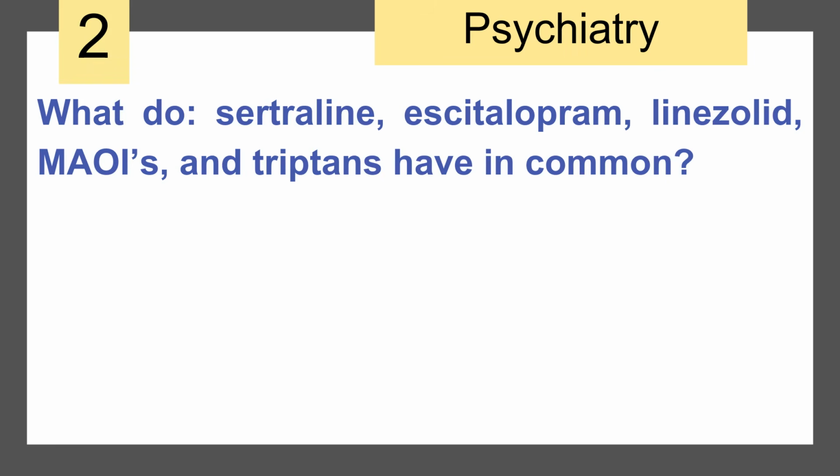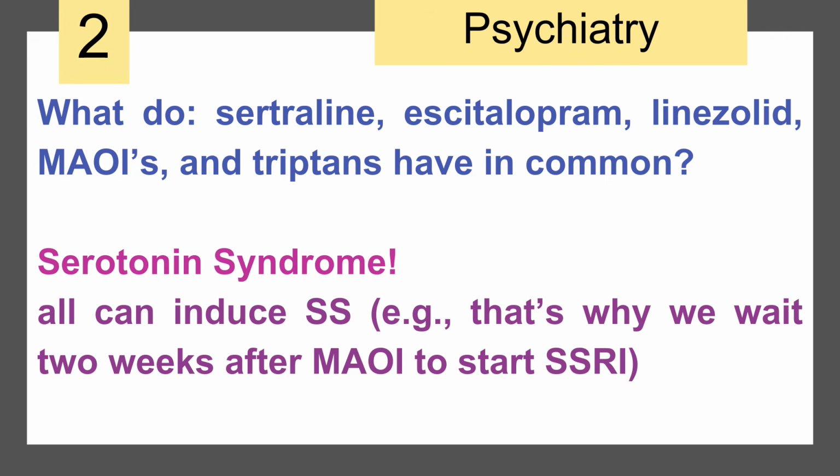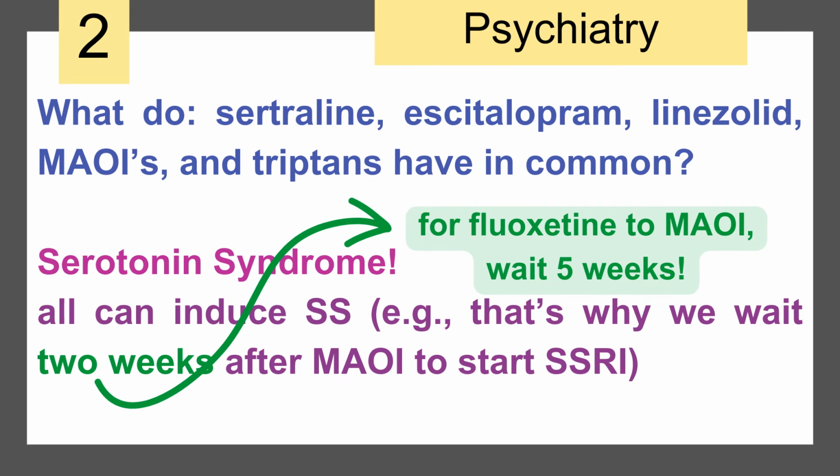Question 2. What do sertraline, escitalopram, linezolid, monoamine oxidase inhibitors, and triptans have in common? Besides the fact that they all have I in their name, serotonin syndrome. Yes, all these can cause serotonin syndrome. And that's why we wait 2 weeks, for example, after starting an MAOI to start SSRIs. I mentioned 2 weeks, but the truth is, for something like fluoxetine, we actually wait 5 weeks, because for fluoxetine, the washout is much longer.